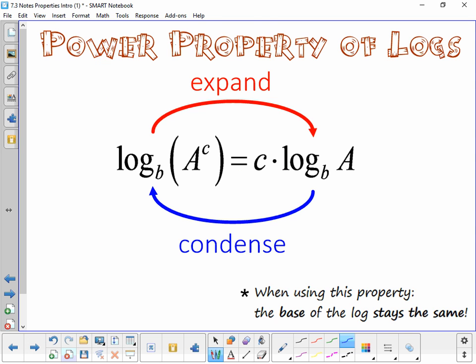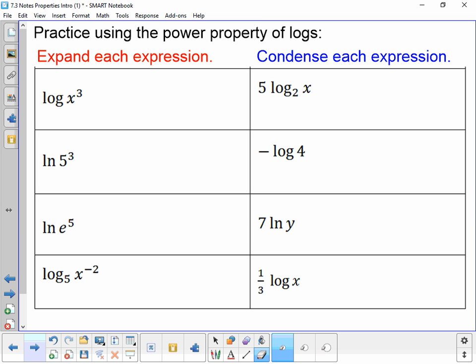We have one last rule, and that is the power property of logs. So if you have a log that has an argument being raised to a power, that's the same as multiplying by the power the log of the argument. So this rule, I think, is usually the most tricky one for people at first. And again, we can both condense and expand this, and whatever base you're in, the base will stay the same. So let's look at some examples of this rule.